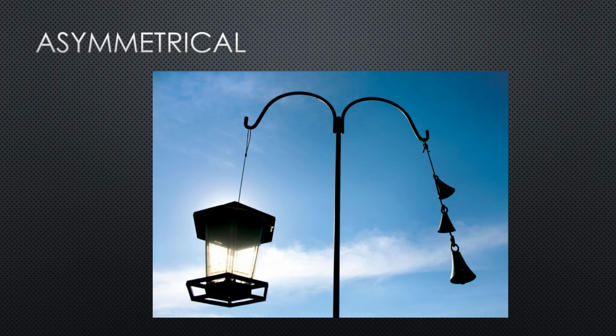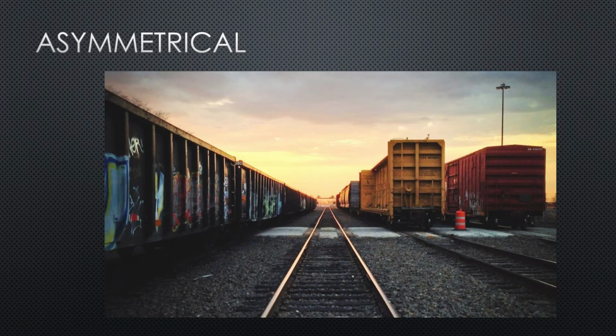So here's asymmetrical. If we cut this, you've got the heavy bird feeder on the left, and then the not so heavy wind chimes or bells on the right. So this would be asymmetrical. This one we've looked at before. This would be asymmetrical. Even though there are boxcars on both sides, you can see the boxcars on the left go from out of frame all the way down, and the ones on the right start in frame and go in. So this is leading lines and asymmetrical.